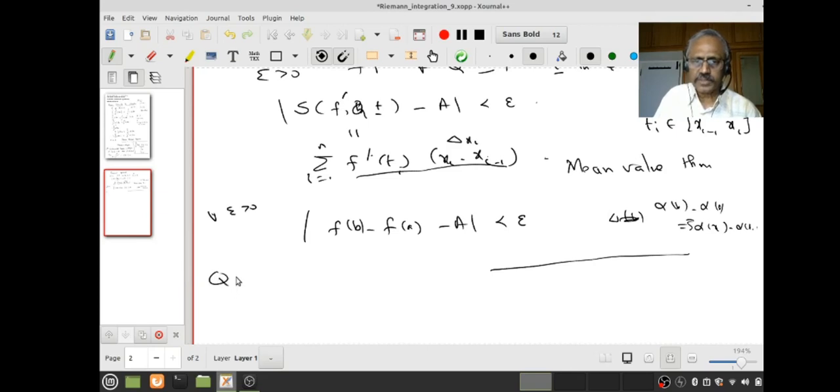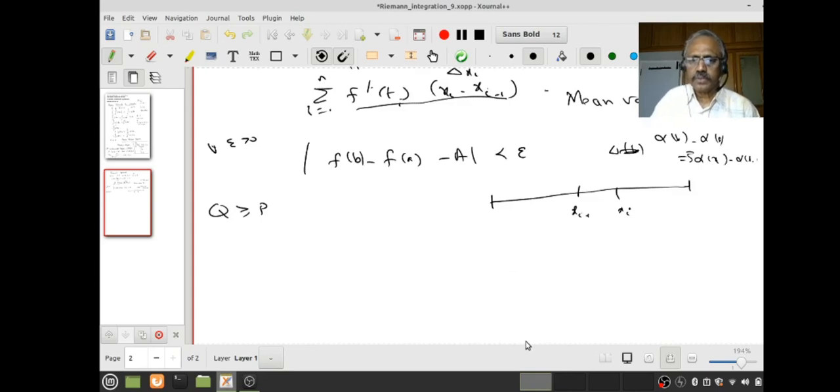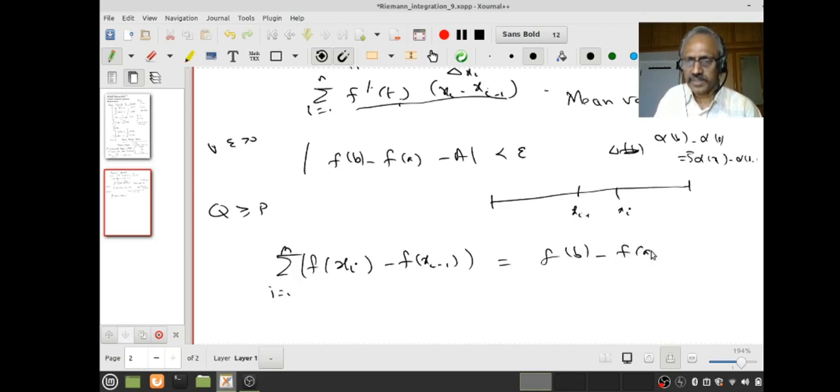Start with any partition Q which is finer than P, and let us look at the ith subinterval [x_{i-1}, x_i]. Now what is the sum of f(x_i) - f(x_{i-1}), i equal to 1 to n? What is this? This is a cyclic sum, sorry, a telescopic sum. So this is actually f(b) - f(a). Is that clear? This is f(x_1) - f(x_0), which is f(a). The next one will be f(x_2) - f(x_1), and so on. So this is a cyclic sum, right?